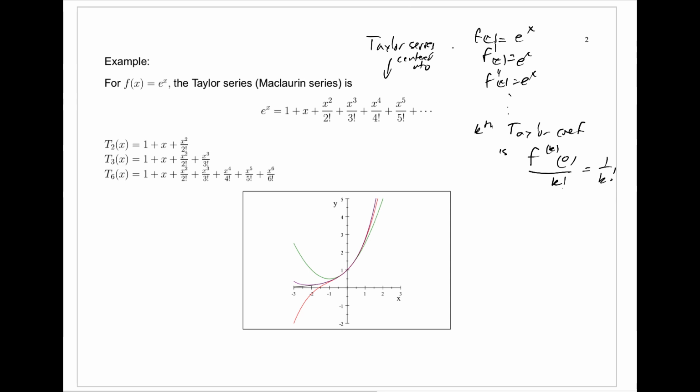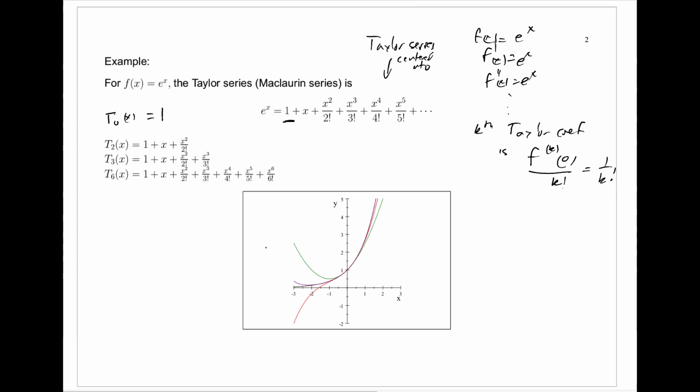What can we say about the Taylor polynomials? Well, we can start with T0 of x. That's the 0th degree Taylor polynomial. That's just what you get when you take only the 0th order term. That's the constant function 1.